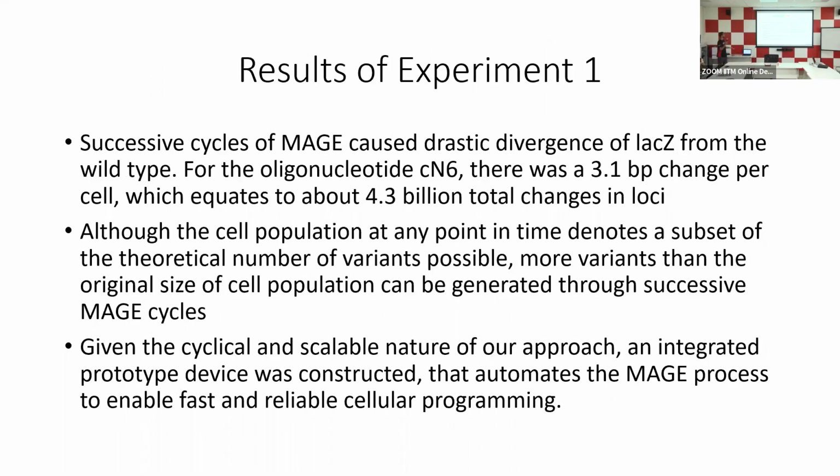So what did it result in? Successive cycles of MAGE caused drastic divergence of lacZ from the wild type. For the oligonucleotide CN6 there was a 3.1 base pair change per cell. This quantifies to about 4.3 billion total changes in the loci of all the cells. And although the cell population at any point in time denotes a subset of all the possible theoretical number of variants, the paper said that more variants, beyond the original size of the cell population, can be generated through using more successive MAGE cycles.